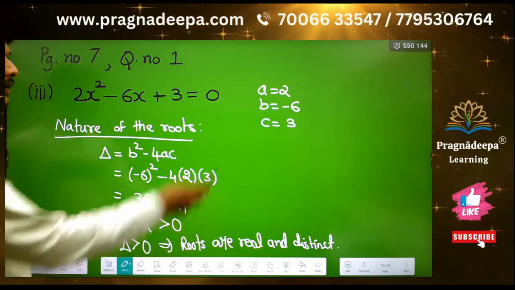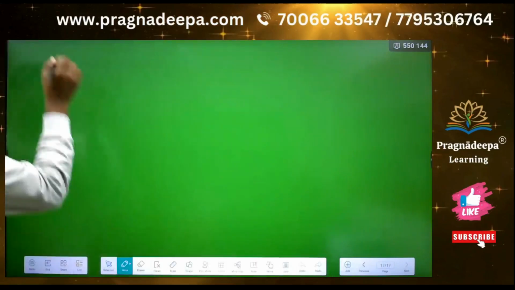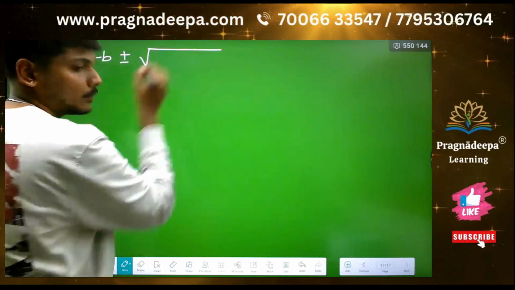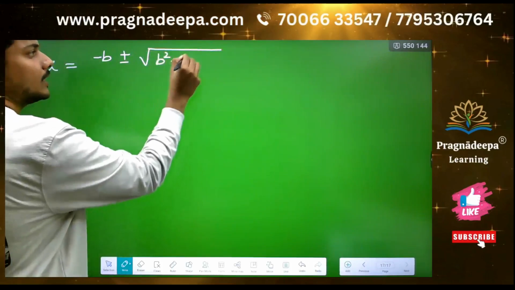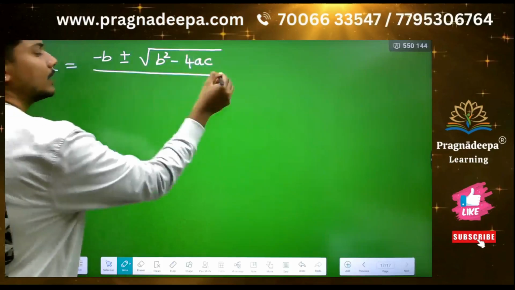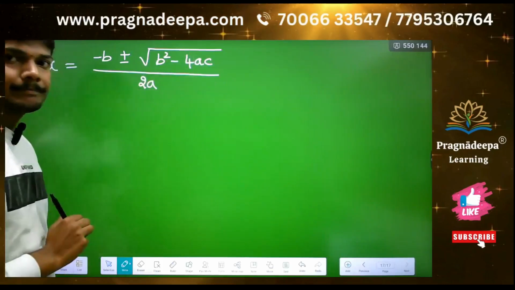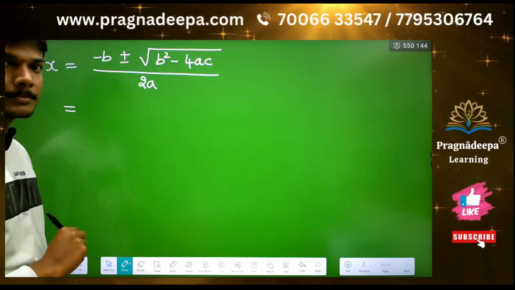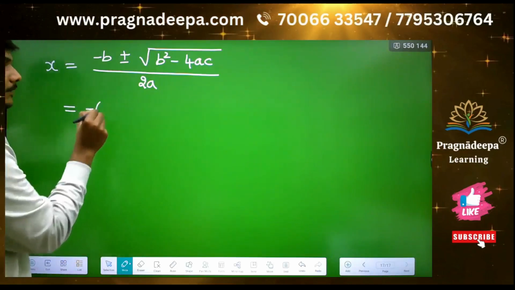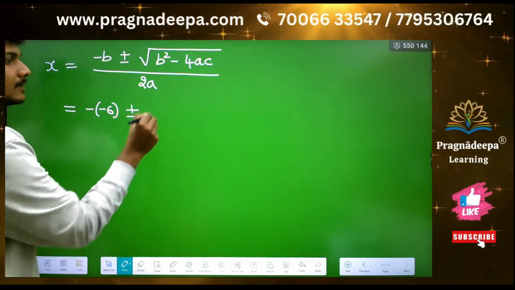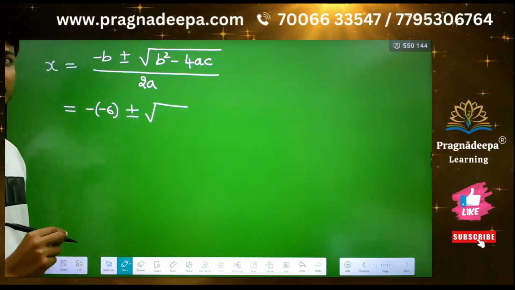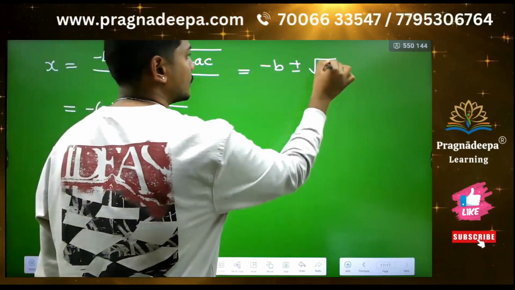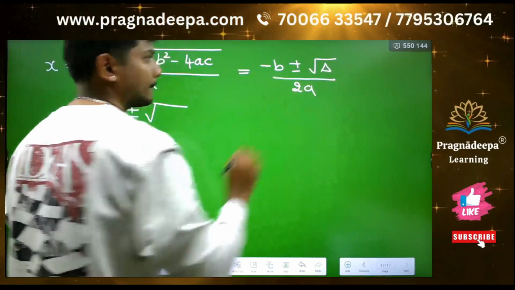Okay, so we already have a, b, c here. So the formula is x is equal to minus b plus or minus square root of b square minus 4ac divided by 2a, right? So what is the value of b? Minus of minus 6 plus or minus square root of discriminant value is, so formula ನ ಇತರ replace ಮಾಡಬಹುದು ನೀವು, minus b plus or minus root delta divided by 2a.